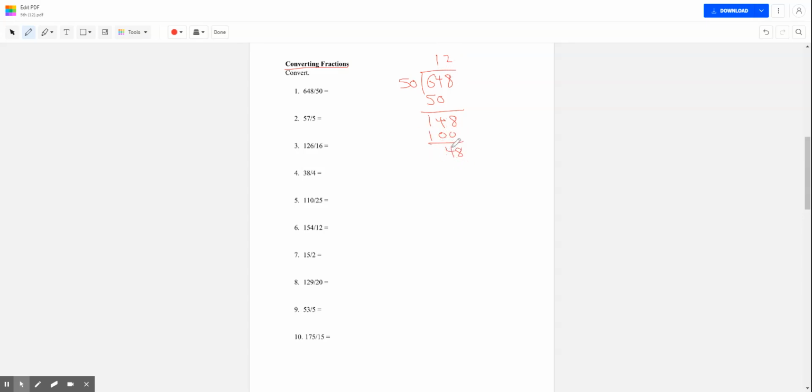There's 12, remainder 48. So what we're going to do, that's the whole number. So we're going to put 12 here, and that is a numerator. So 48 over 50. And we can simplify these by dividing the numerator and the denominator by 2. Then you get 12 and 24 over 25 for number 1.